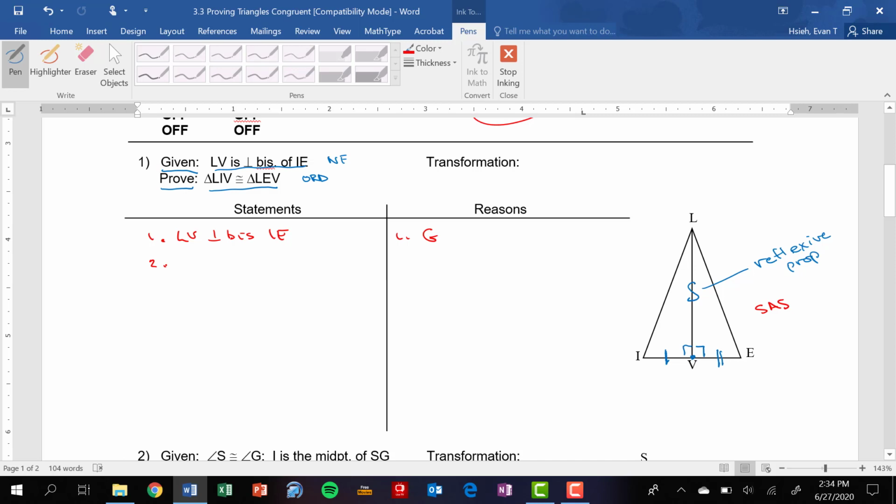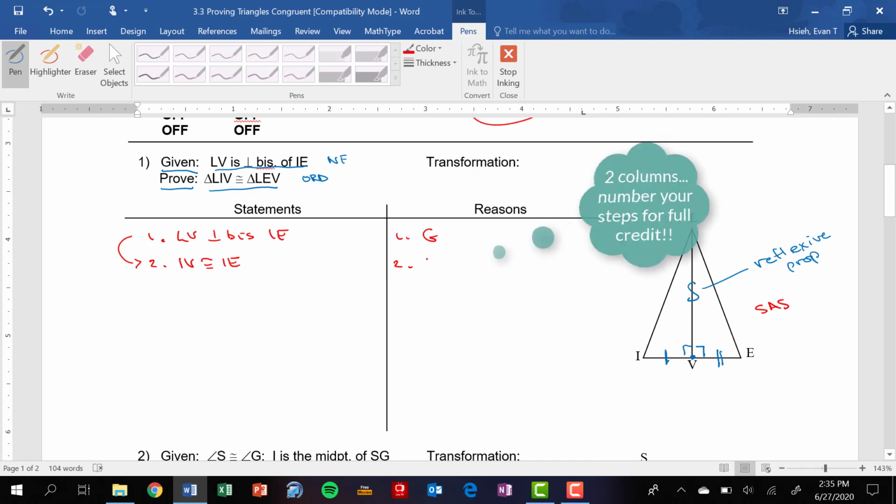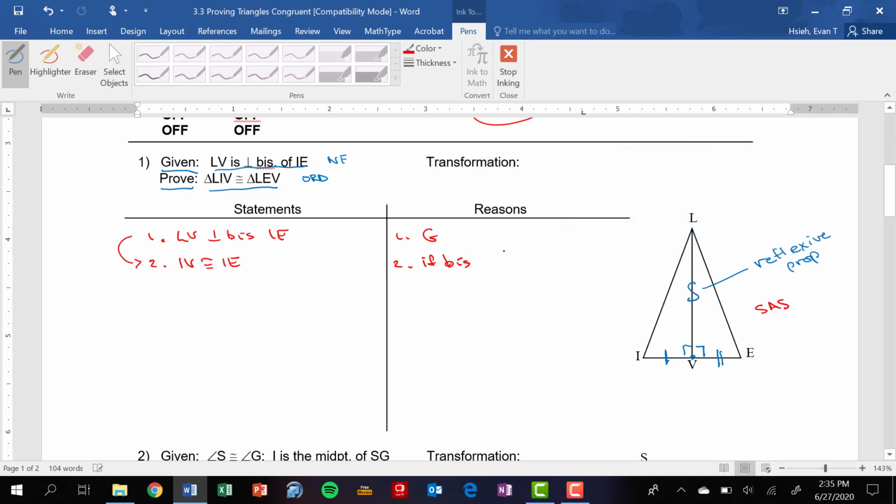Step 2, well, if I know that it's a perpendicular bisector, then what information do I know? Well, I know that IV is congruent to IE. I know those two segments are congruent, and the reason why is because if you have a bisector, then you end up with two congruent segments.